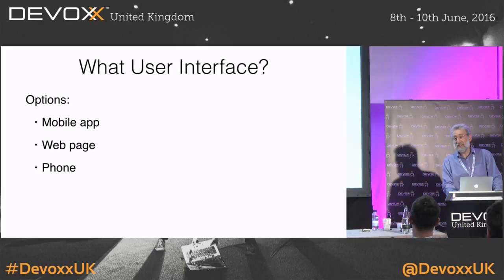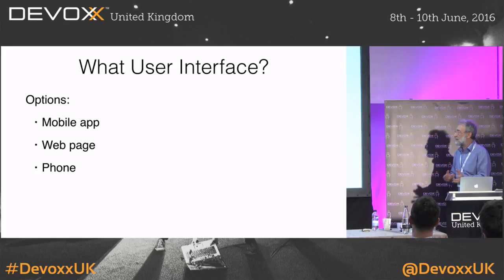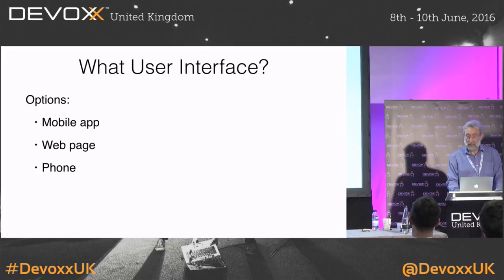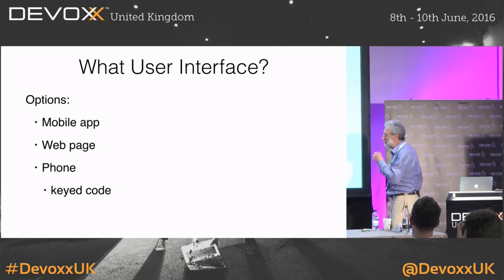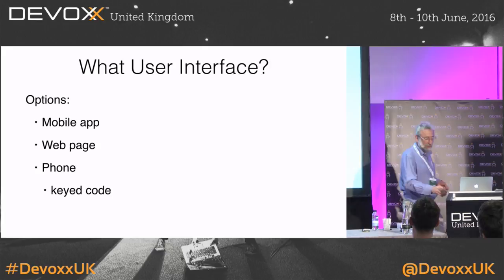What I could do, and this would probably be the best compromise in terms of ease for me and ease for them, would be to use DTMF, the tones on the phone, to get them to press the buttons on the phone. But that seemed a bit old school to me. So I thought, why don't we go the whole hog and go for voice recognition?